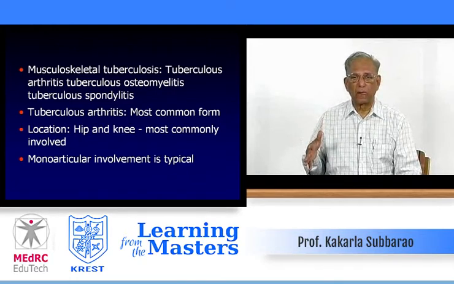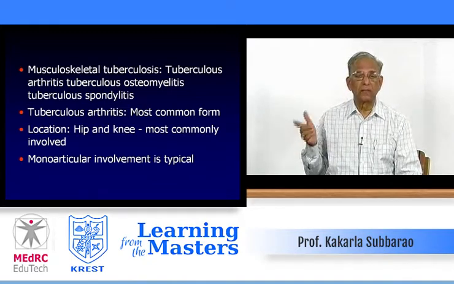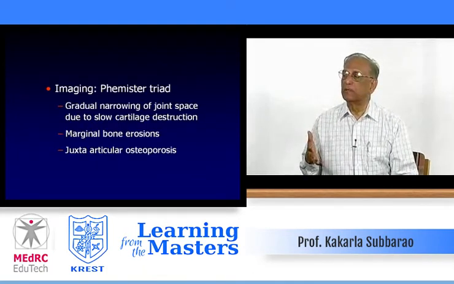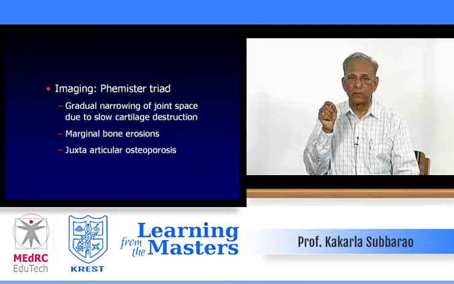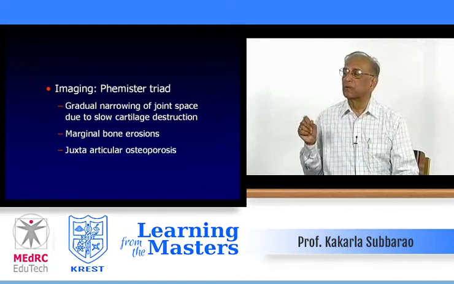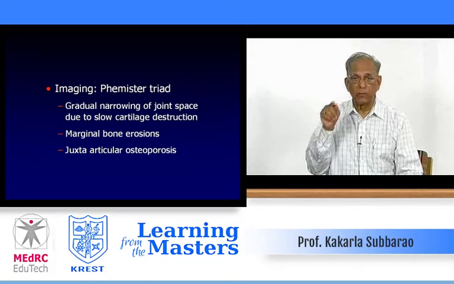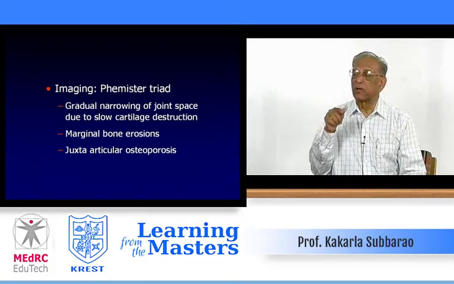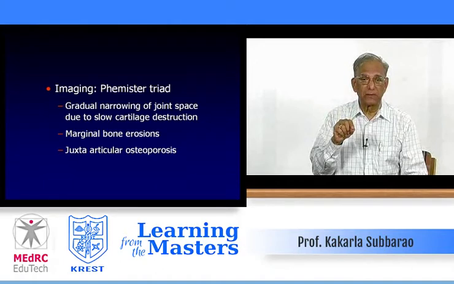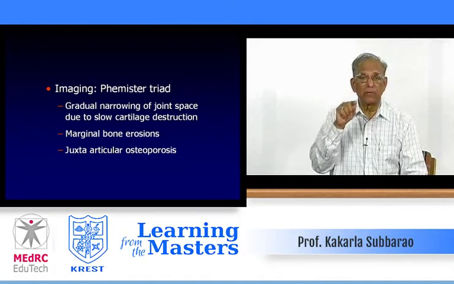Often it is monoarticular, while say rheumatoid arthritis, either juvenile or adult, is bilateral, whereas here only one joint is involved. On imaging, gradual narrowing of joint space or thinning of the cartilage, as compared with pyogenic type of joint, due to slow cartilage destruction, marginal peripheral erosions, and then juxta-articular osteoporosis. In a plain film, juxta-articular osteoporosis, relative sparing of the cartilaginous space, and then the third one is peripheral erosions.